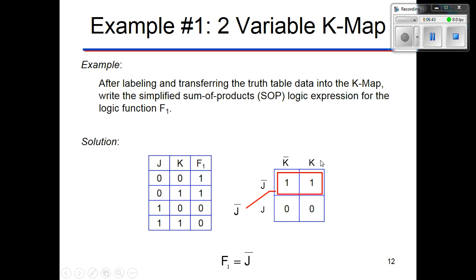Not K and K, they cancel out. So the answer is not J. And guess what? This is it. We did it. That's all there is to it. In this case, because we only have a group of 2.